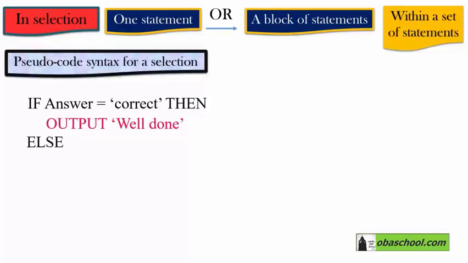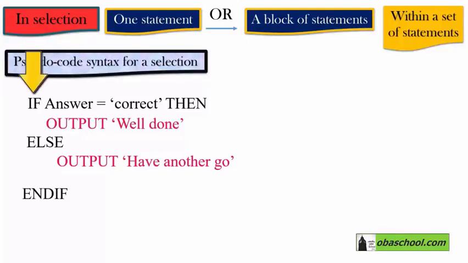Okay, so after finishing the if condition, we will have else. So if the answer is not correct, what will happen? We will have else and then output, have another go. So after finishing the if condition and the else, we have to put the end if. So always remember, whenever we have if, we have to close it with end if.